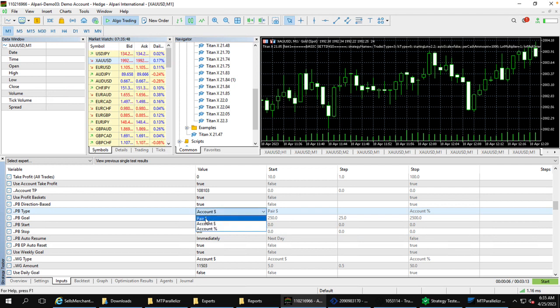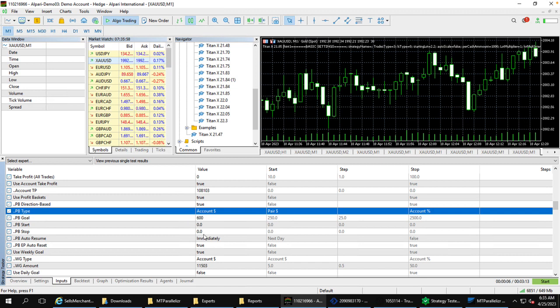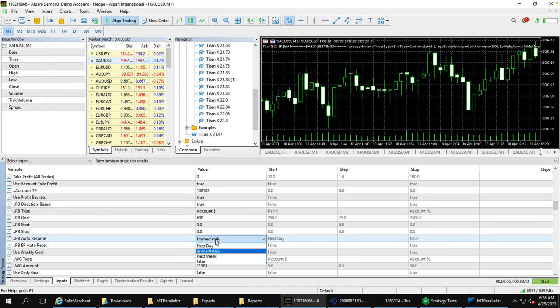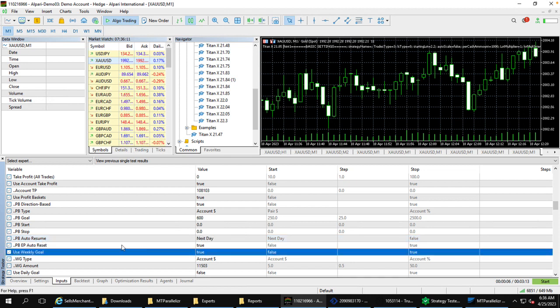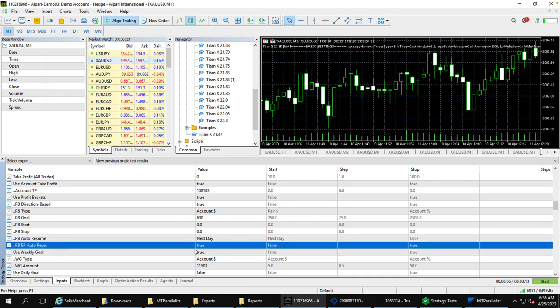In this case, it doesn't matter if I do pair or account because it's going to work the same, since we're only using one pair. We'll say $600. Okay, perfect. And let's have it not resume until the next day instead of immediately. Oh, and then this PBEP auto reset, we'll get into that later.